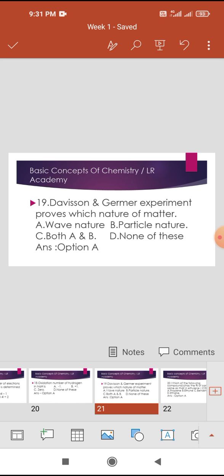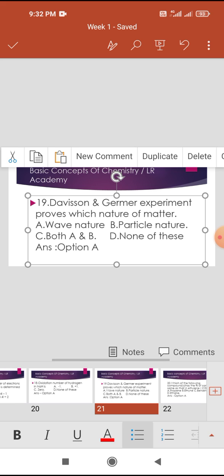Question number 19. Davisson and Germer experiment proves which nature of matter? Option A, wave nature, option B, particle nature, option C, both wave and particle, option D, none of this. Again, Davisson and Germer experiment proved which nature of matter? The right answer is option A, wave nature.